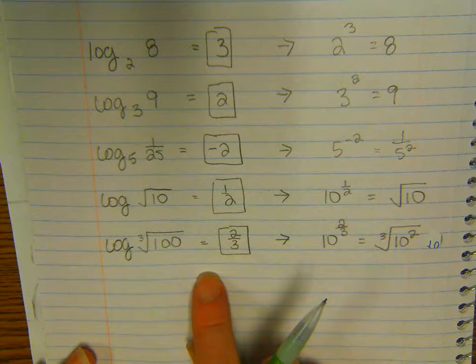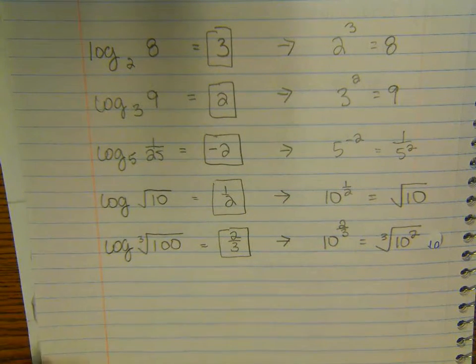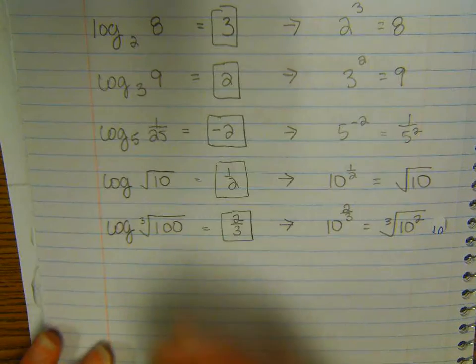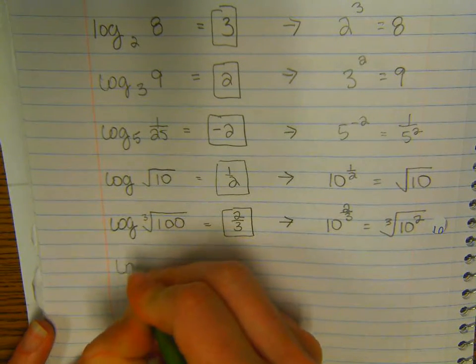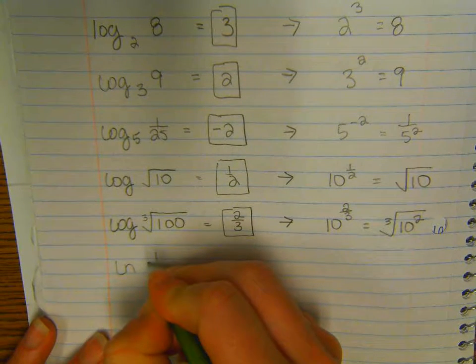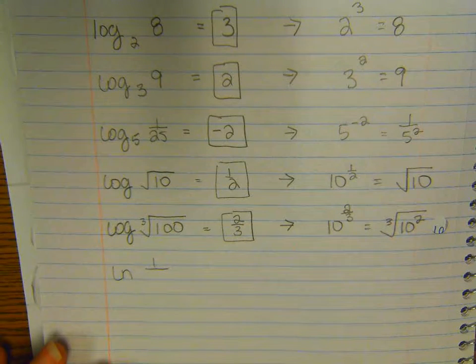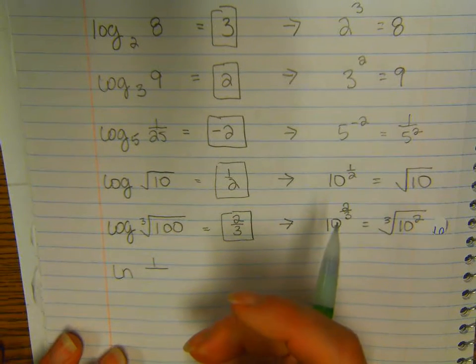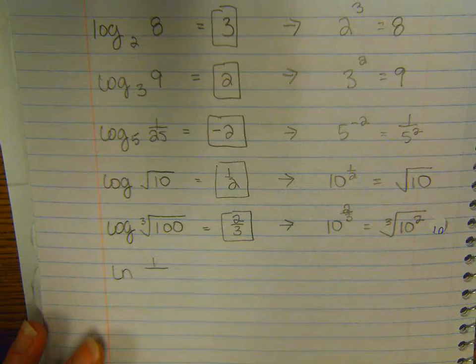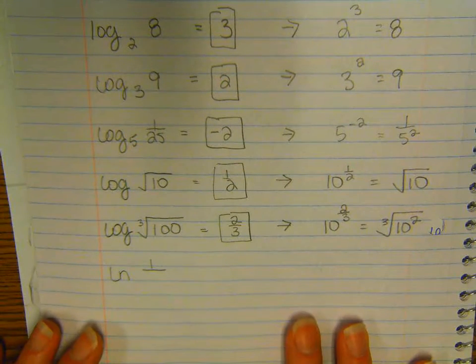Okay, ready for a doozy? A hard one. Natural log of 1 over, if you can do this, you're already like a master. Nope, no calculator. I see you reaching. Nope. Moving it. No. I'm just giving you a hard time, Nathan. Alright.